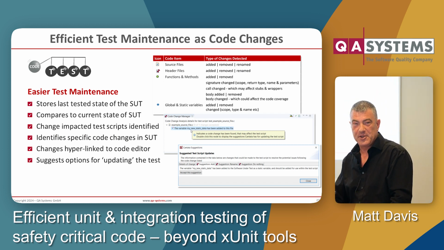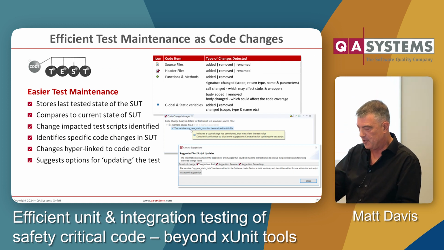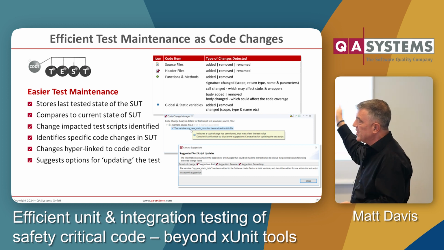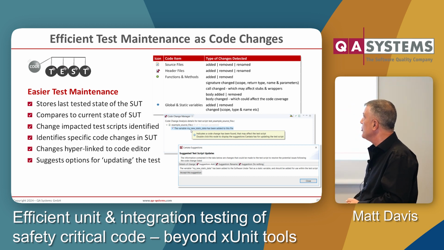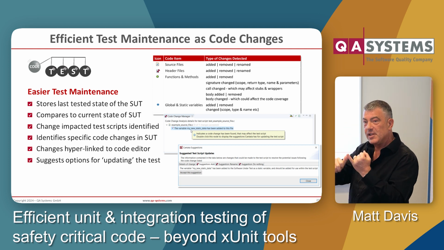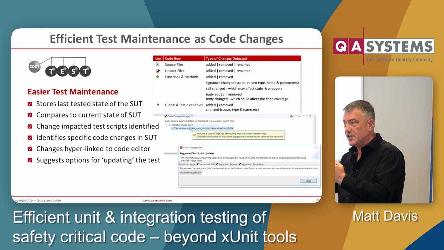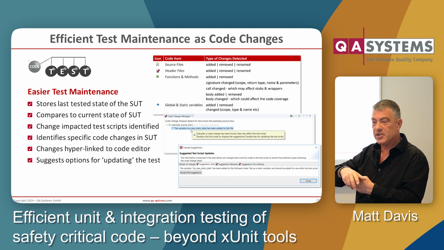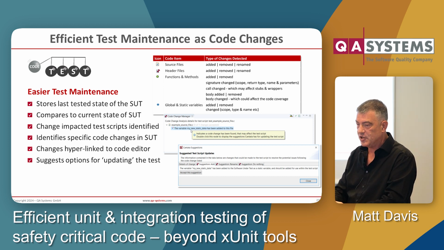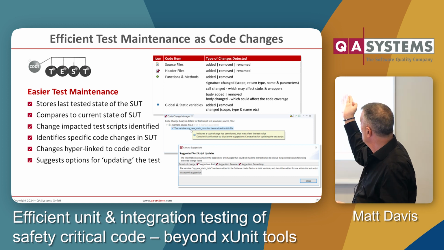Unfortunately, it's not just requirements that change, it's also your code that changes. So when it comes to test maintenance, Cantata has an impact analysis and change-based testing approach to the way in which it looks at this. For easier test maintenance, it basically stores the last state of the software under test, compares it to the current state, and you can run and identify the impacted tests and changes.